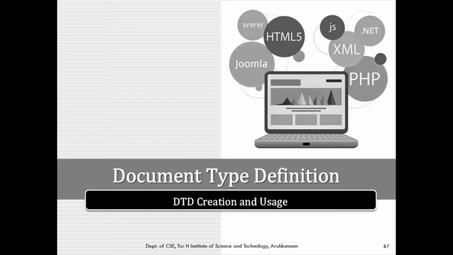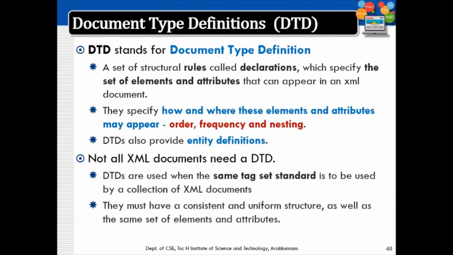The next video on Module 5 deals with document type definition, DTD, which is nothing but the rule set defined for an XML. DTD stands for document type definition. This is a set of structural rules called declarations which specify what all elements and attributes can appear in an XML document. It also specifies how and where these elements and attributes may appear.